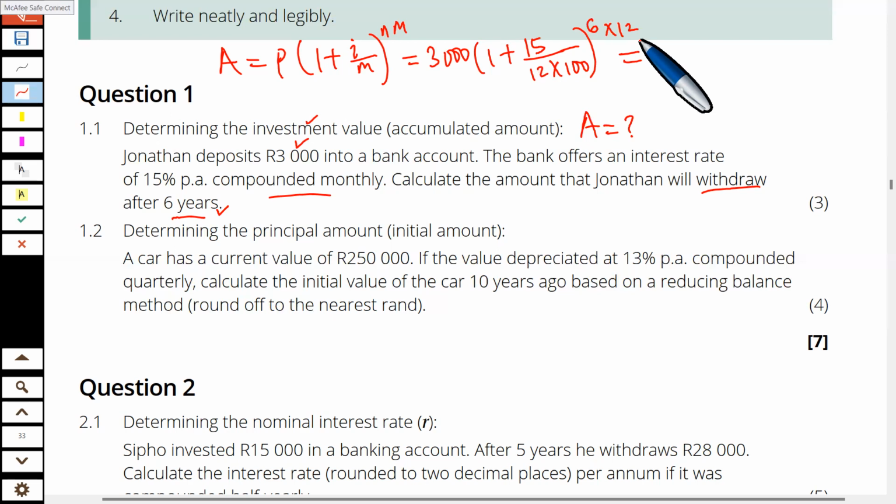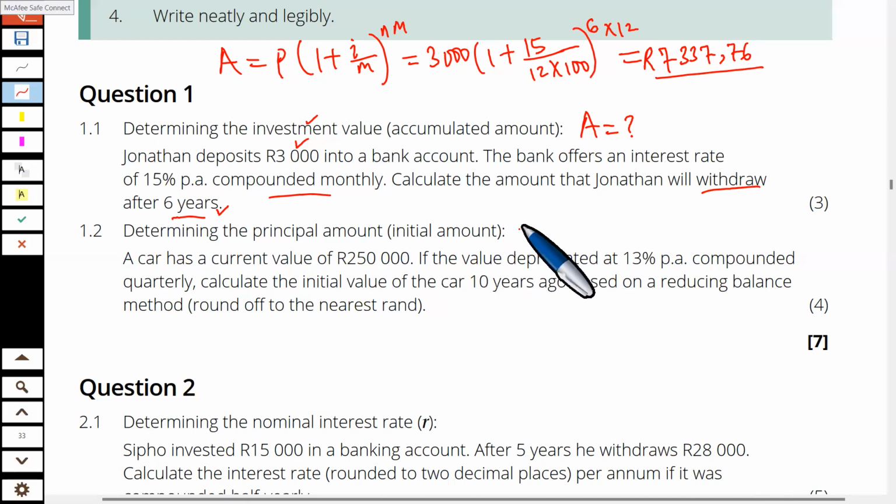So the answer you're getting is yes, well done. 7337,76. Okay, so that is exactly what you're getting. So that's the amount there. Yeah, excellent stuff. Next question.